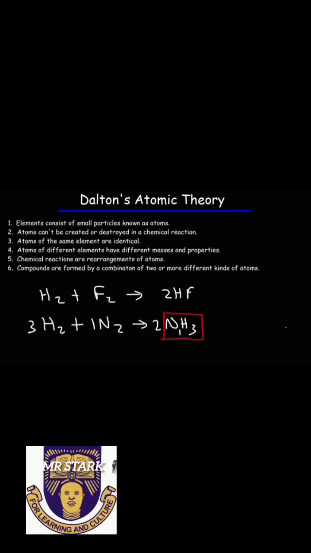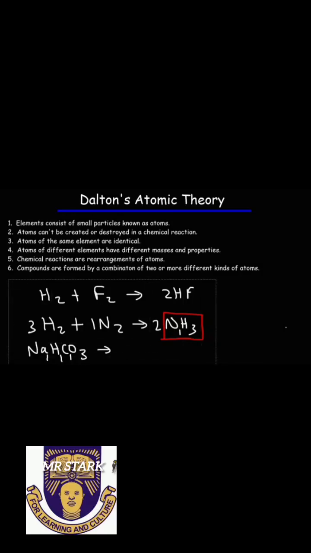Now, some compounds have more than 2 different kinds of atoms. Baking soda, sodium bicarbonate, has 4 different kinds of atoms. We have 1 sodium atom, 1 hydrogen atom, 1 carbon atom, and 3 atoms of oxygen. So we have a total of 6 atoms in this compound, but 4 different types of atoms, or 4 different elements.